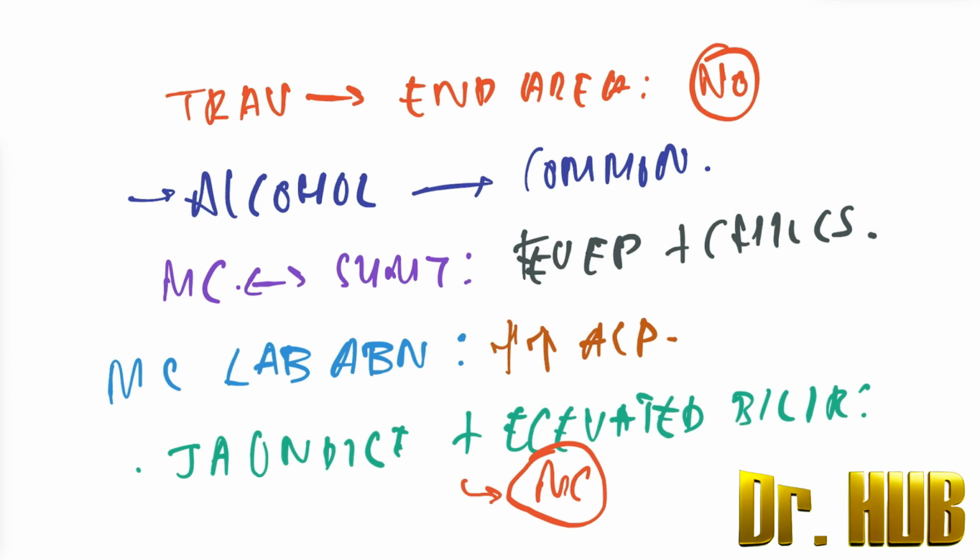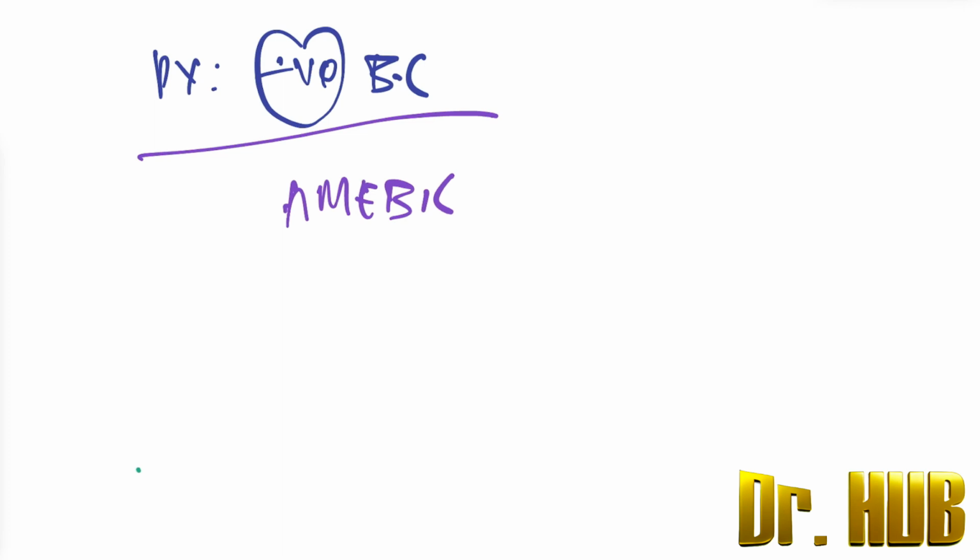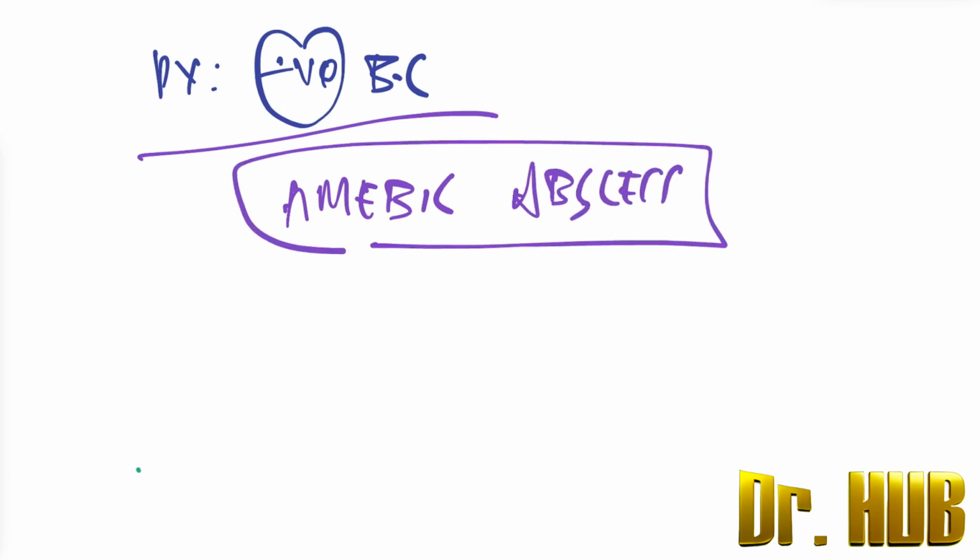Now, how do you diagnose this? Diagnosis here is by the positive BC, that is a blood culture. Now on the other hand, we'll dive into the amebic abscess. What is the age group? The age group of the amebic abscess is 20 to 40 years.